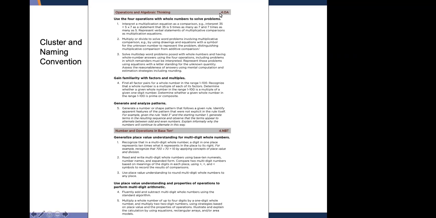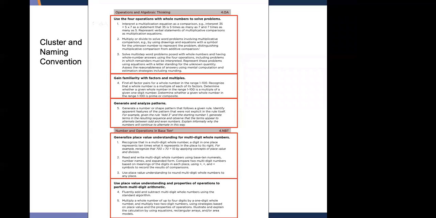Operations and algebraic thinking is for 4th grade OA. So I'm going to show you the naming convention. There's one cluster. These are all the clusters you can see. And this is what they're called on the reports: OA A, B, C, and so on. And actually they're called this in the standards.